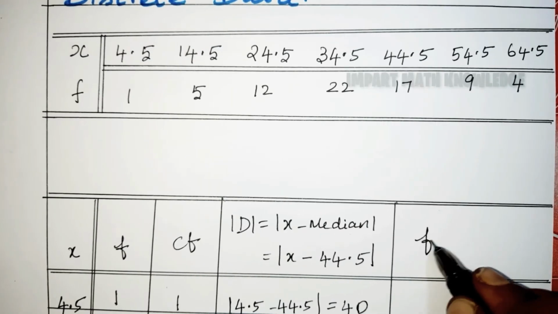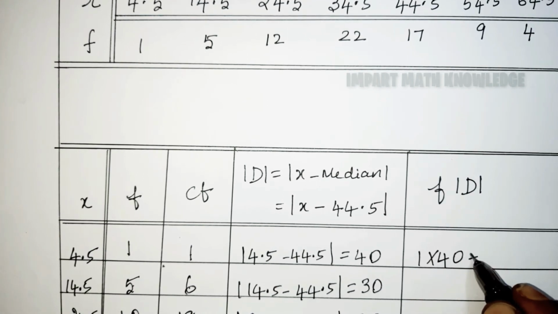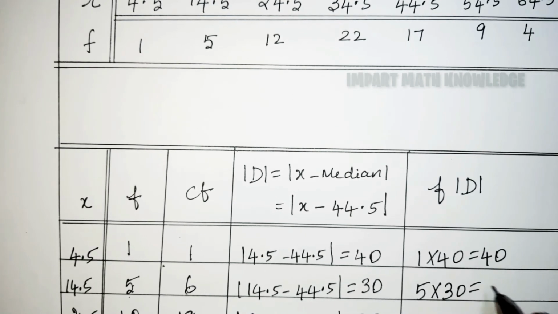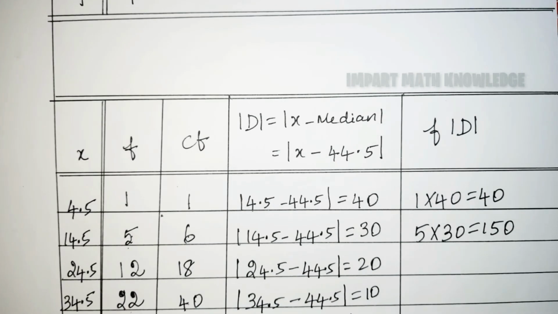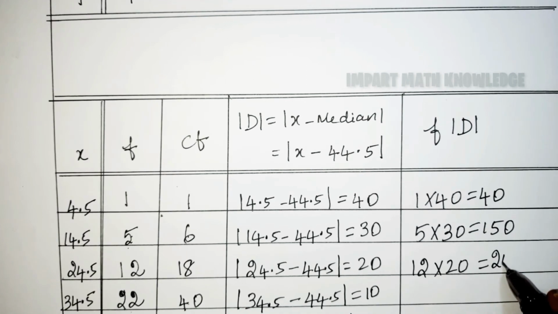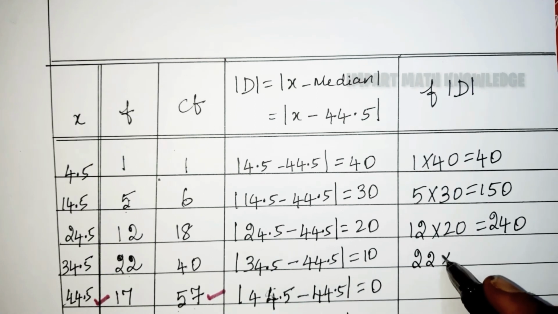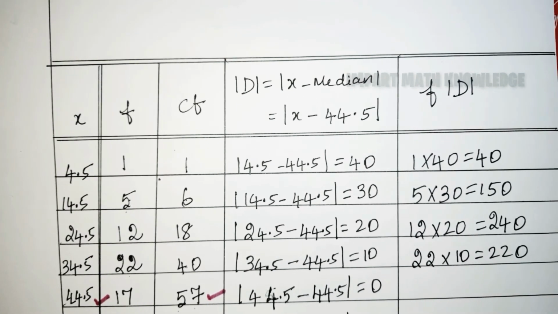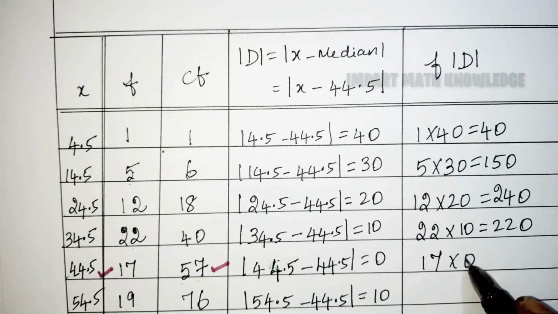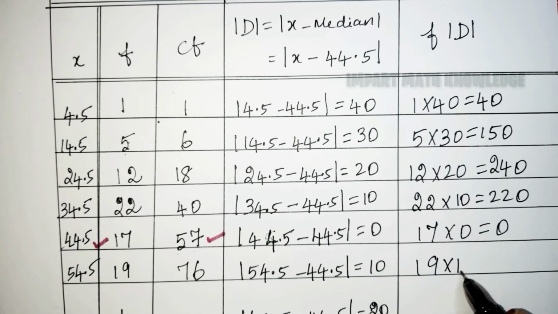Next we have to multiply f with mod D. 1 into 40 is 40. 5 into 30 is 150. 12 into 20 is 240. 22 into 10 is 220. 17 into 0 is 0. 19 into 10 is 190.